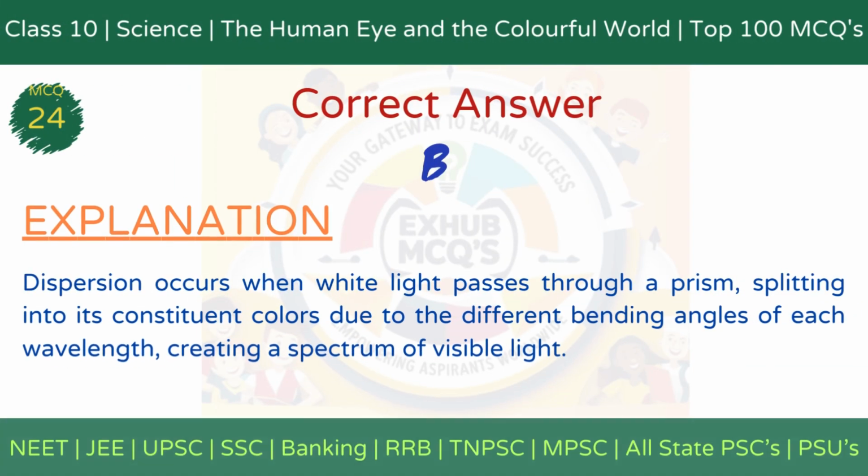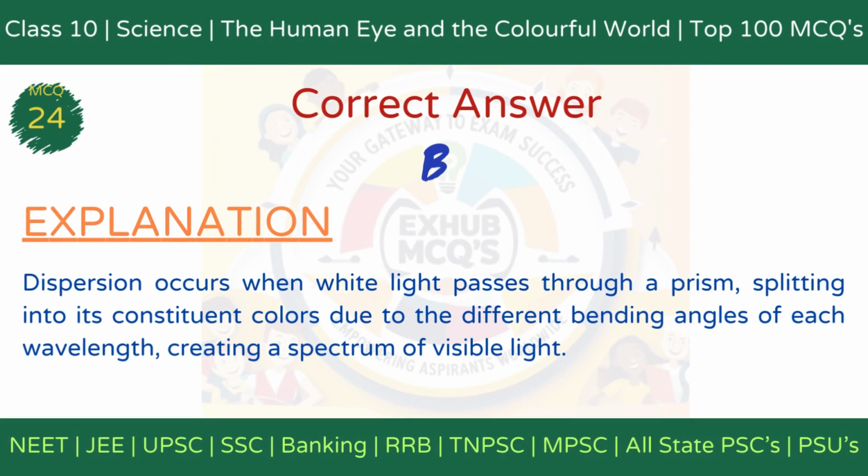The correct answer, option B, dispersion. Explanation: dispersion occurs when white light passes through a prism. The light splits into its constituent colors because each wavelength refracts at a different angle, forming a spectrum.